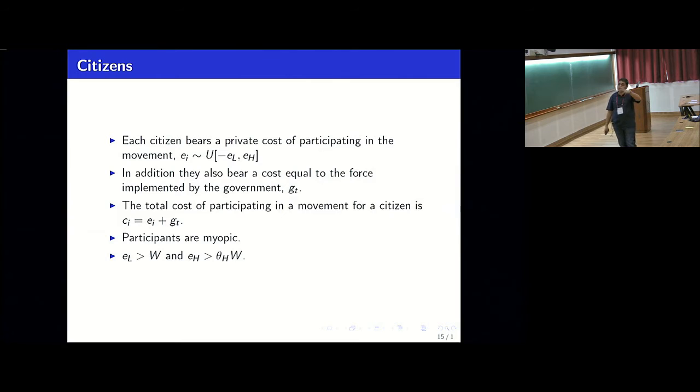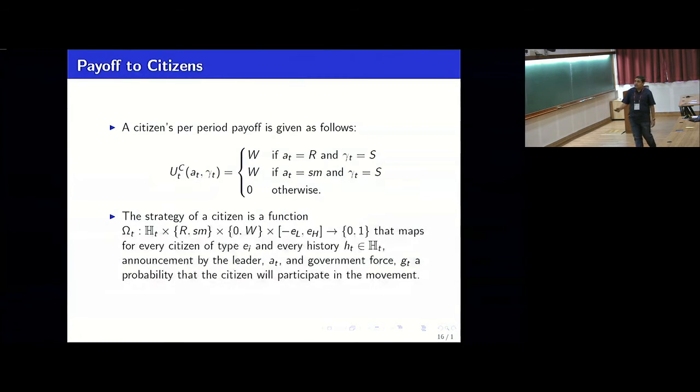Participants are myopic, so they behave period by period. They don't discount the future. This is just for the unique equilibrium, that unique mass participation. So the citizen's utility function, or payoff, is such that if there is a successful revolution, it gets W. If there is a successful social movement, it still gets W. And in all other cases, it gets zero.